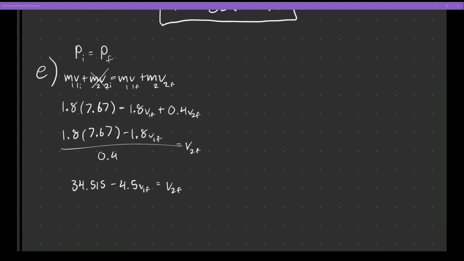Now we have two unknowns, and so I'm going to set up energy now. This is just KE plus KE, which is 1/2 m1v1 squared plus 1/2 m2v2 squared.